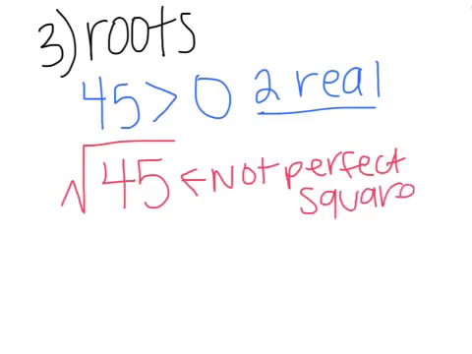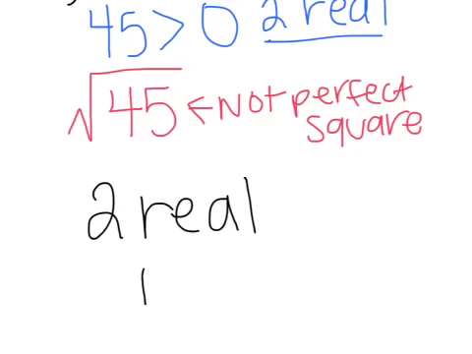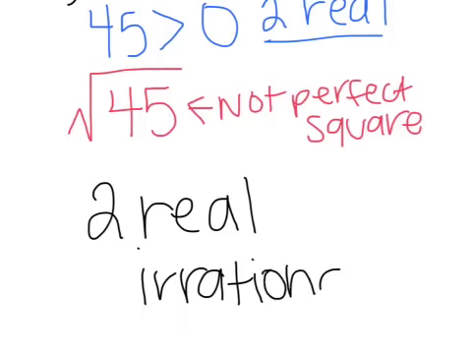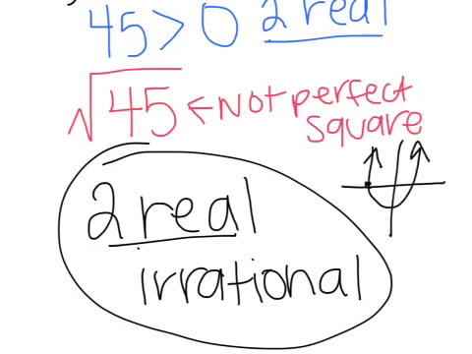that would mean that this equation has 2 real irrational roots. Since they're real, they would still intersect the x-axis at 2 points.